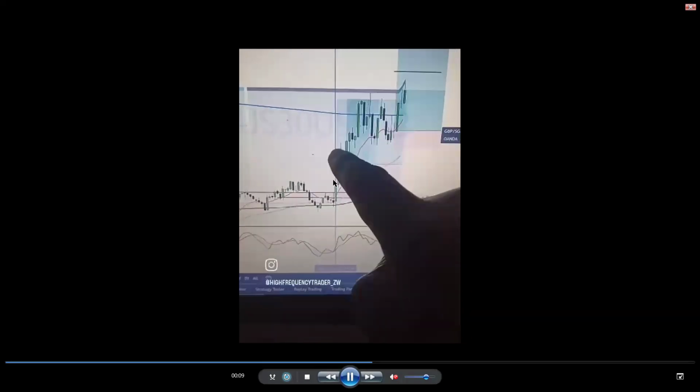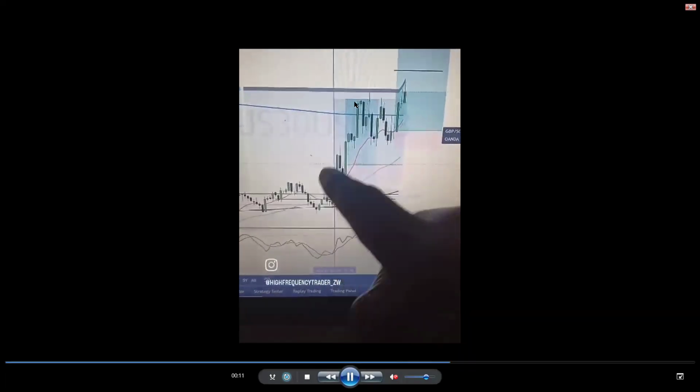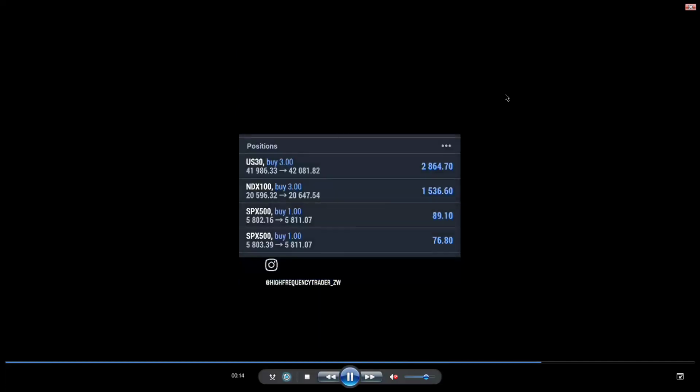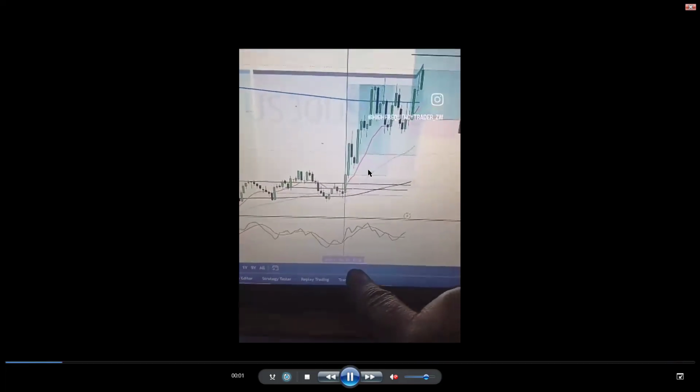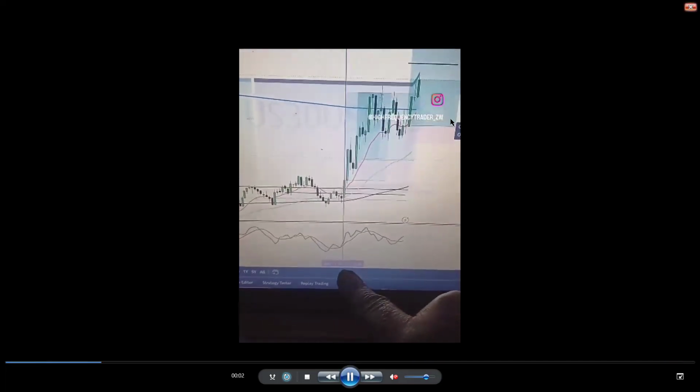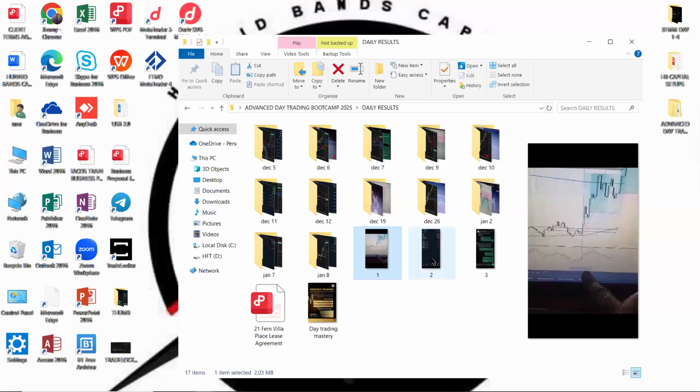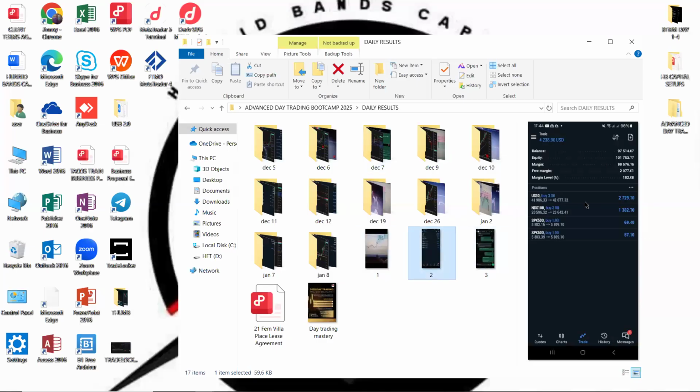Our entry there. Price pushed with the first setup going to hit TP, second one as well, and these are the results. This is on a prop account. So that was the setup we took on US30 today. What else did I need to show? Oh, that's the results on the prop account. You can see this is a prop firm account with funded next, and these were the trades we took.